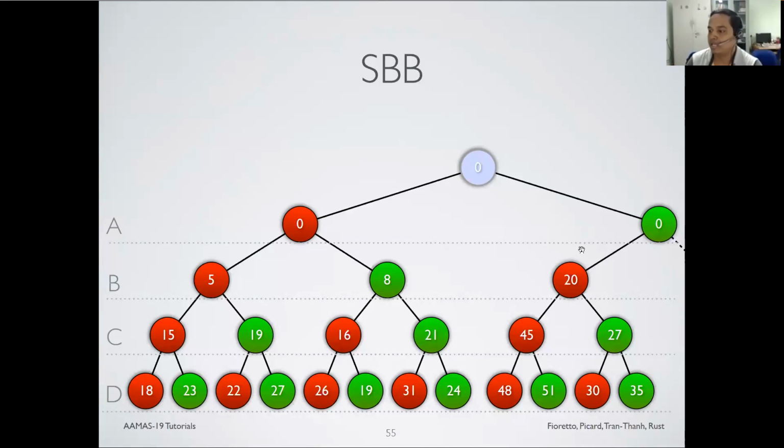For example, if I choose A as green, B as red, C as red, D as red, it will be 48. If I choose A as green, B is red, C is red, and D is green, it will be 51. Similarly, choose this path: A as red, B is green, C is green, D is green, it gives 24. But I have a lesser price than that. So obviously I will go for that lesser price.